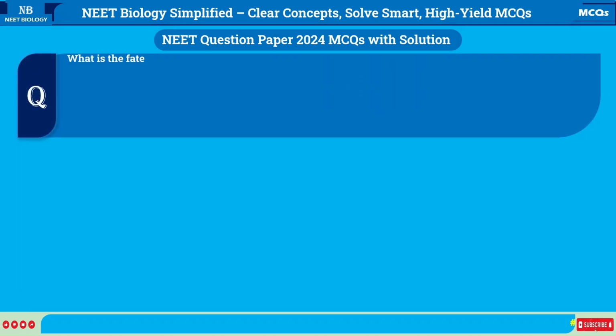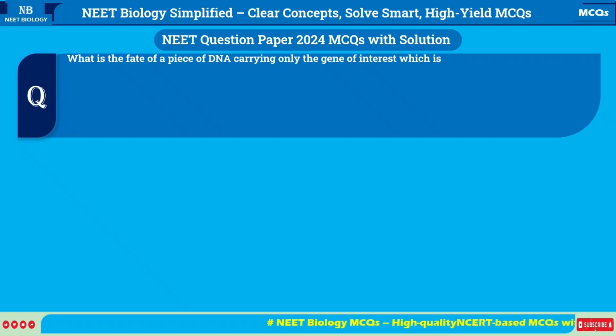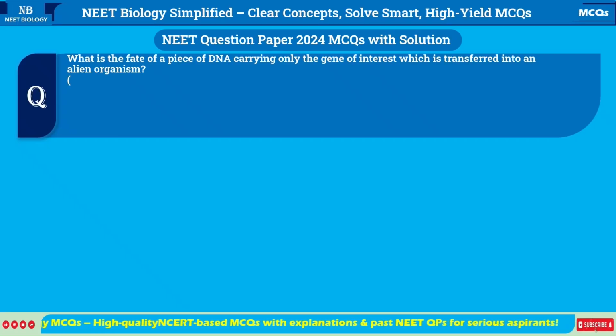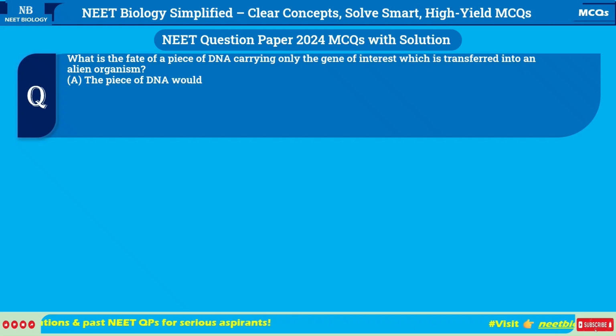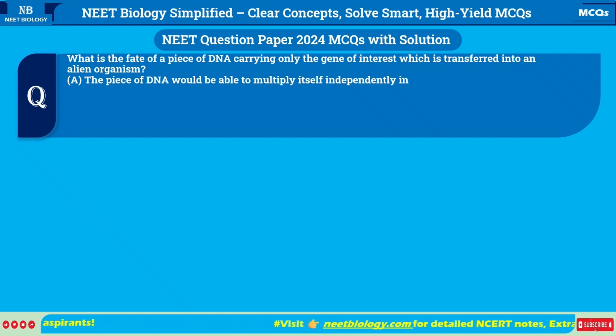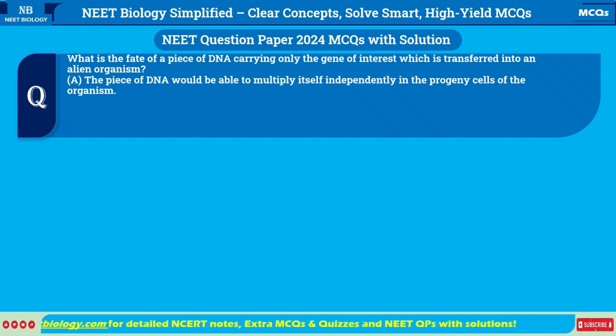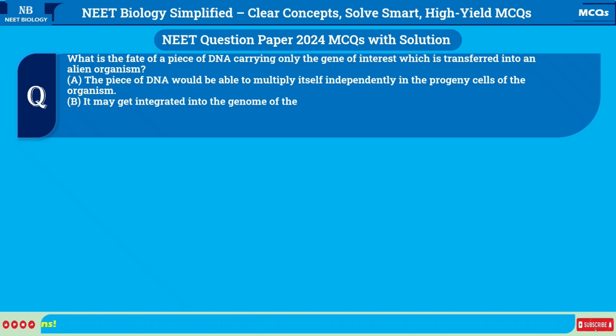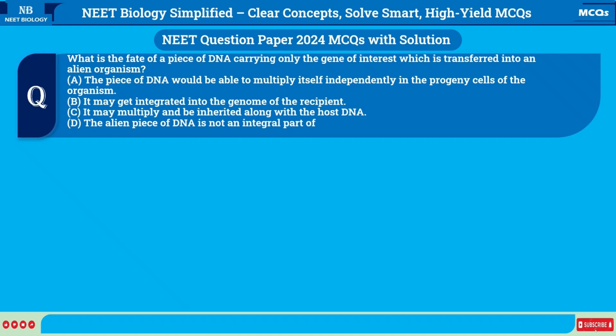What is the fate of a piece of DNA carrying only the gene of interest, which is transferred into an alien organism? A. The piece of DNA would be able to multiply itself independently in the progeny cells of the organism. B. It may get integrated into the genome of the recipient. C. It may multiply and be inherited along with the host DNA. D. The alien piece of DNA is not an integral part of the chromosome. E. It shows the ability to replicate.